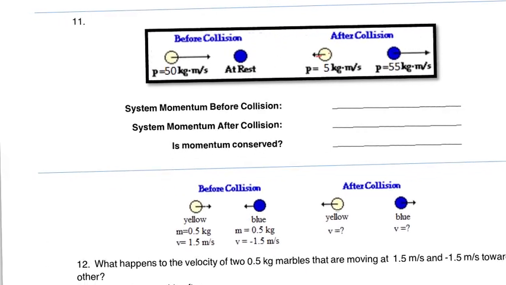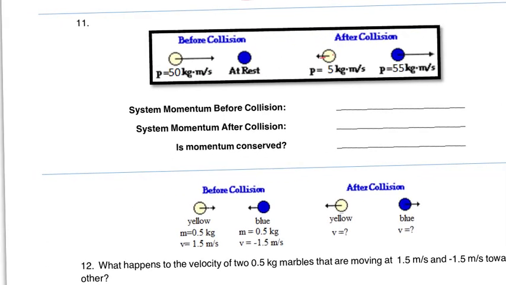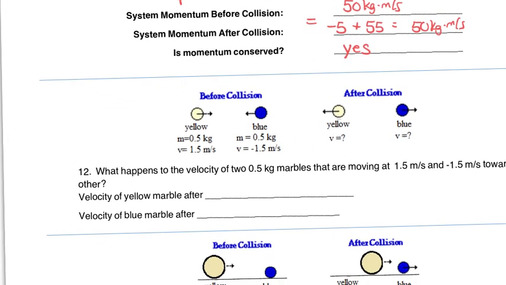The system's momentum before the collision. For this one here, we start out with 50 and 0. So this is going to be 50 kilograms meters per second. And here we've got negative 5 plus 55 equals 50 kilograms meters per second. These two are equal, so momentum is conserved. The answer is yes. Don't forget your negatives.